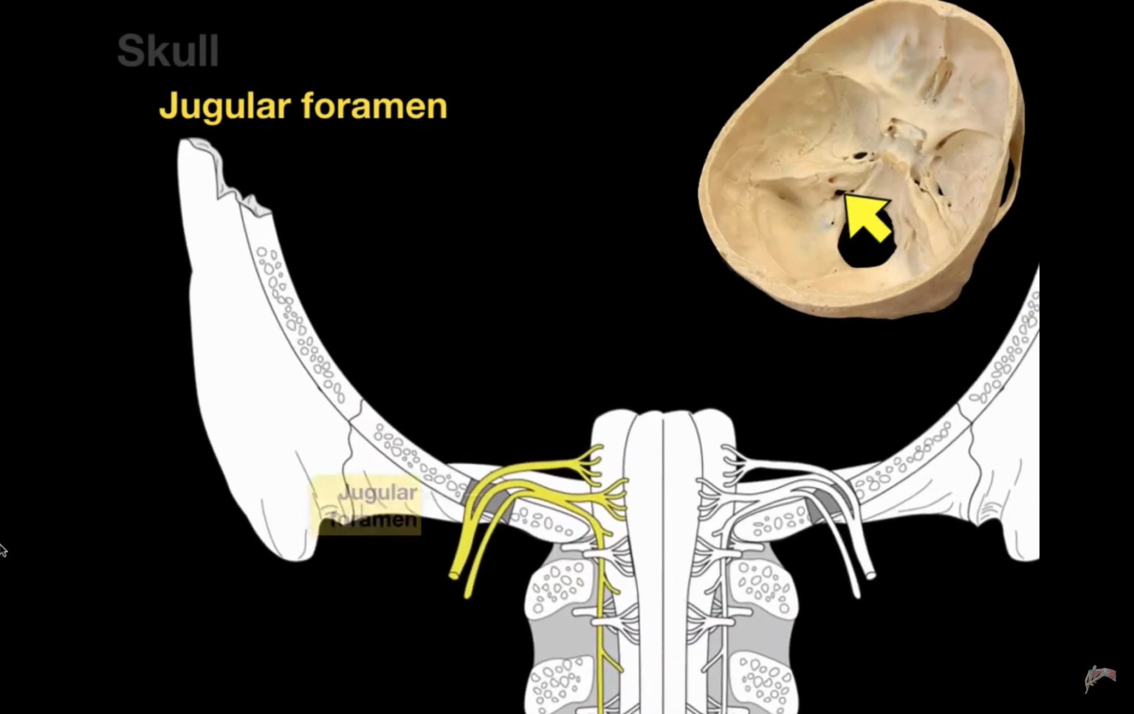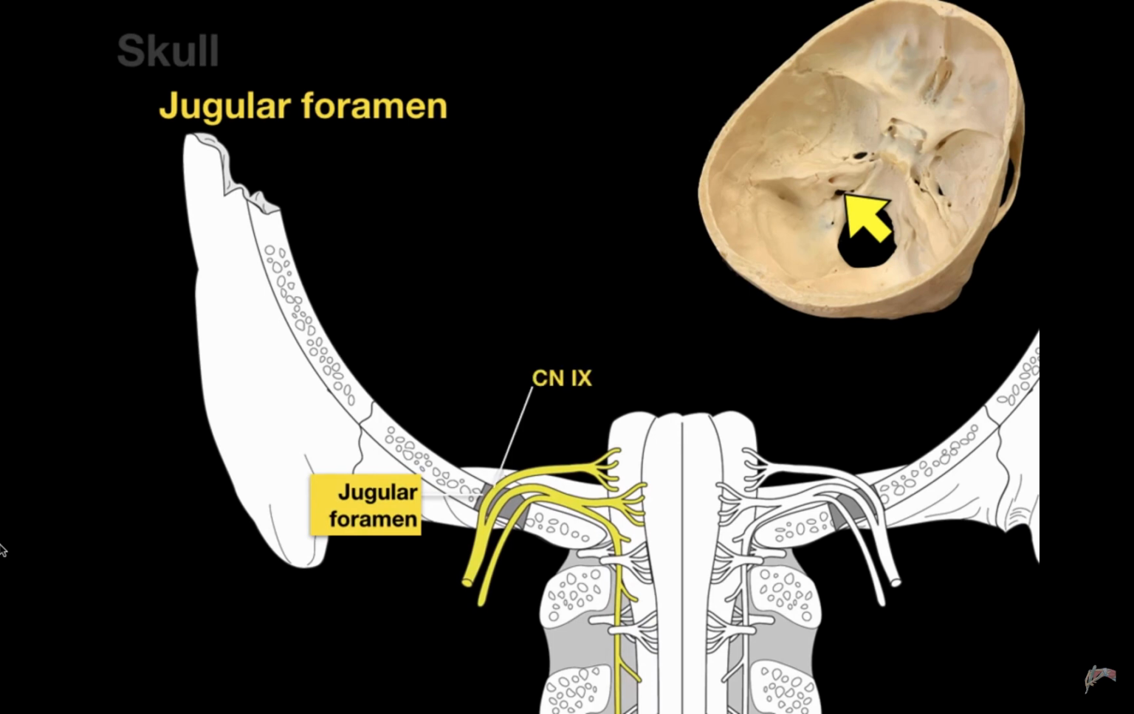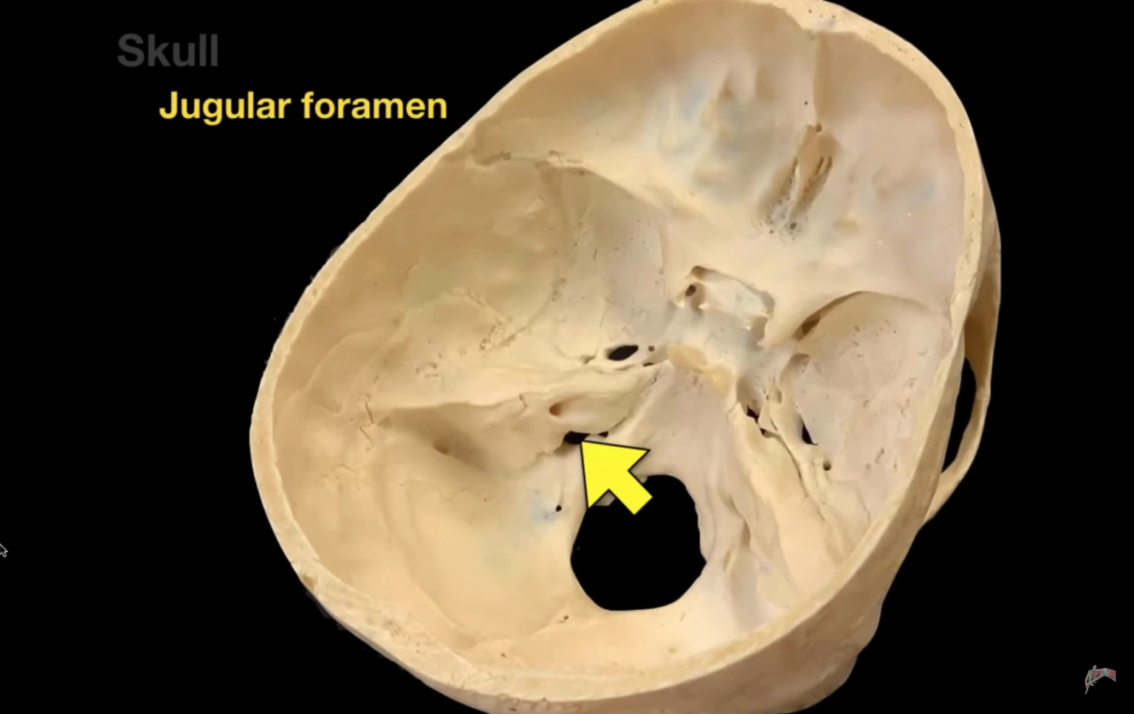Also going through the jugular foramen are 3 cranial nerves. Cranial nerves 9, 10, and 11 go through that. So there is the jugular foramen for the IJ and cranial nerves 9, 10, and 11.